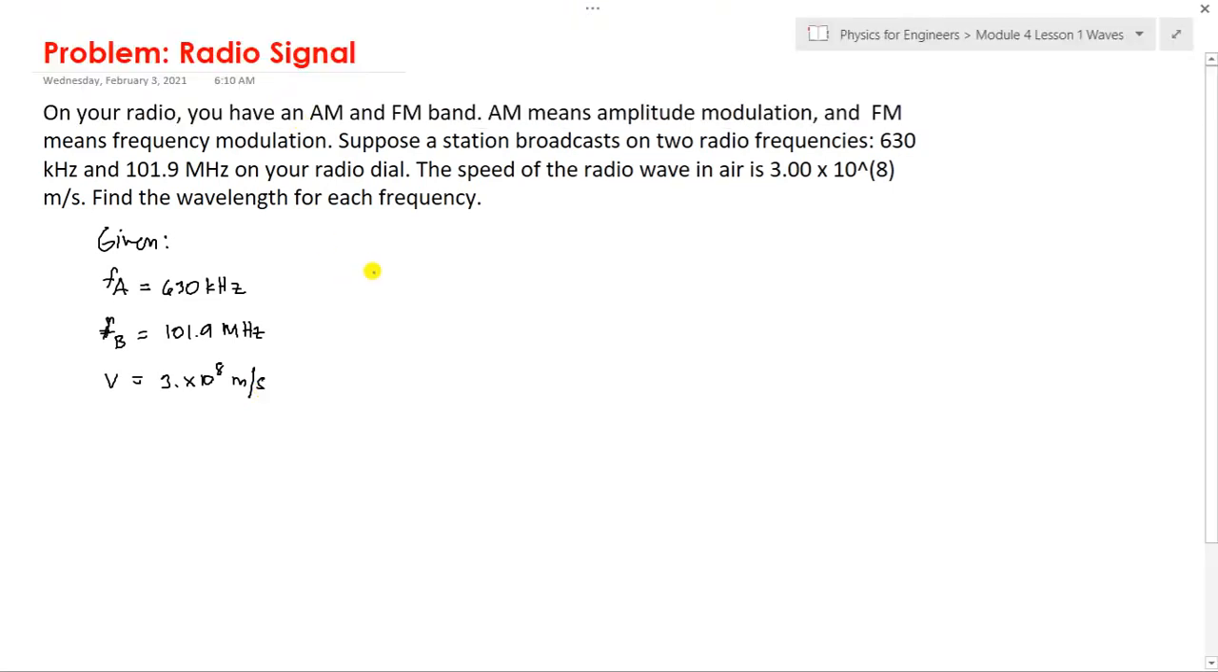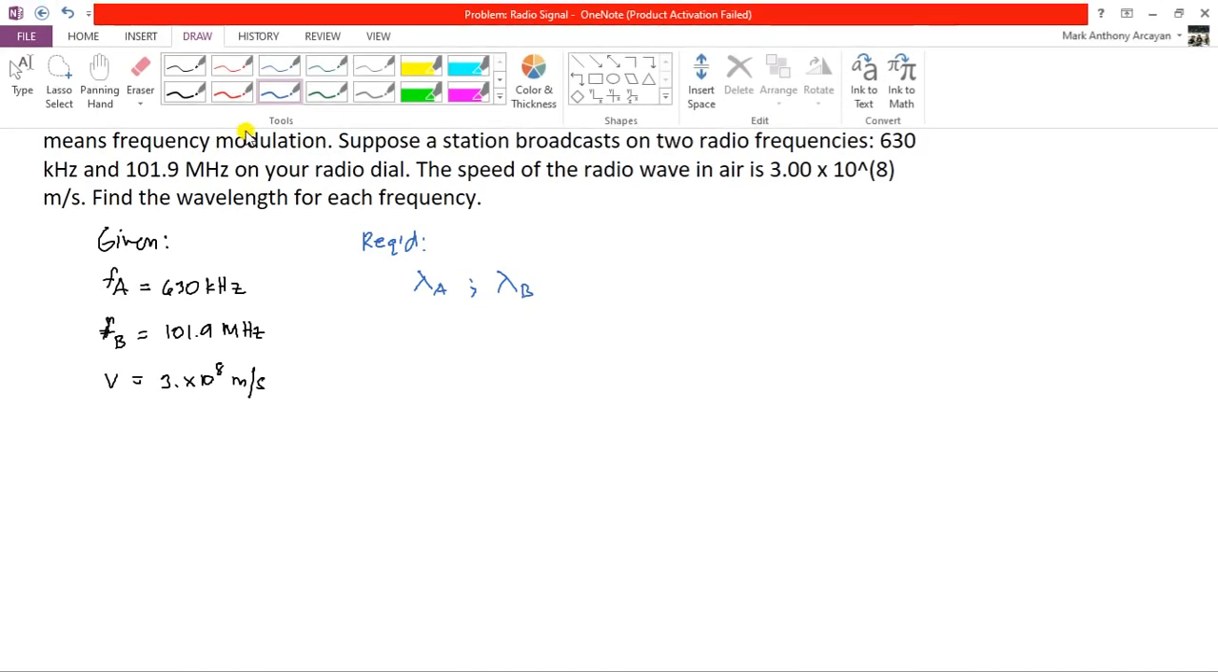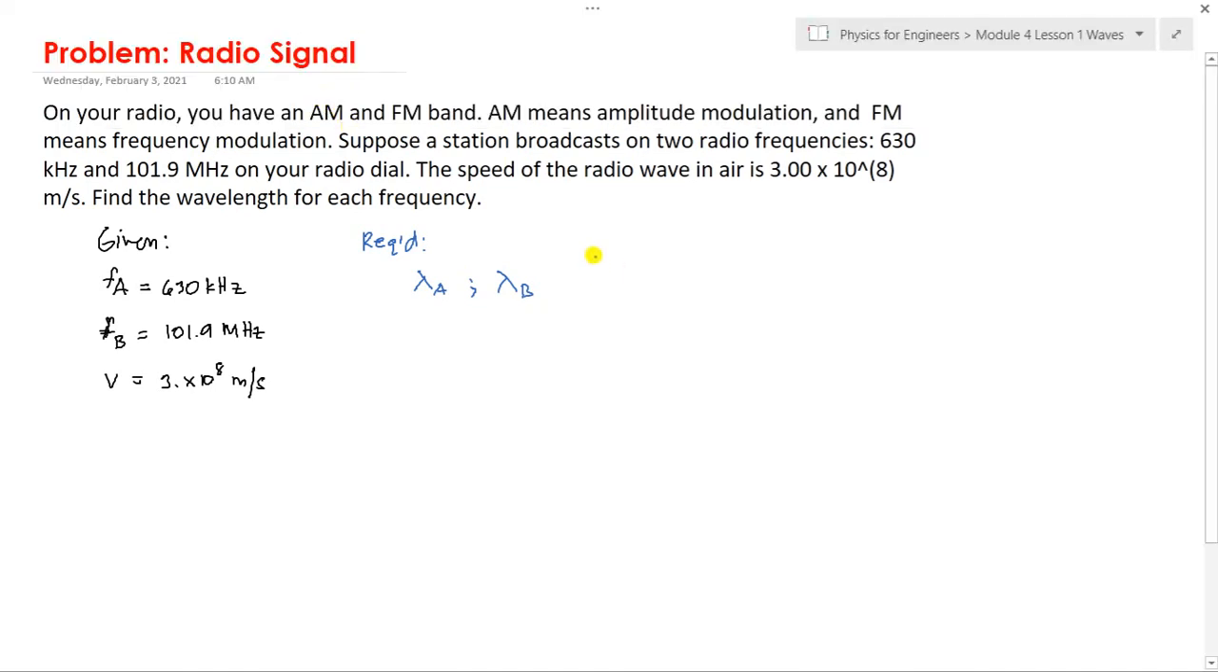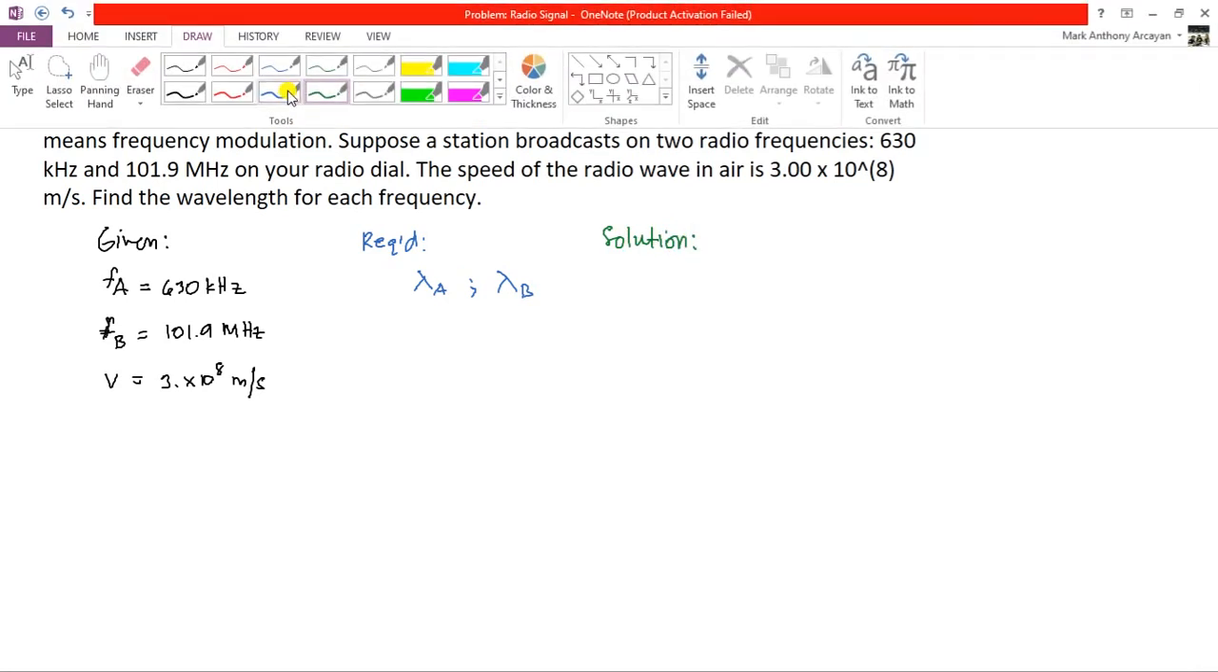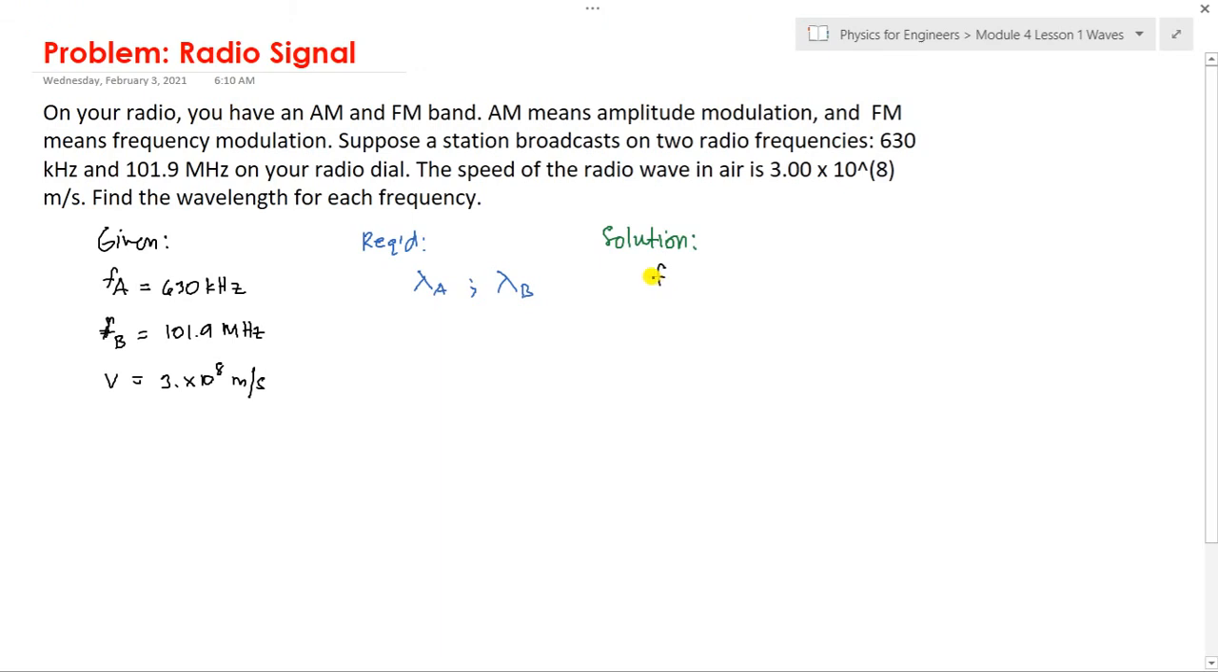Next is the requirement. So required here is to find the wavelength for each frequency. So wavelength of A, then wavelength of B. So solution. Now start for wavelength of A.